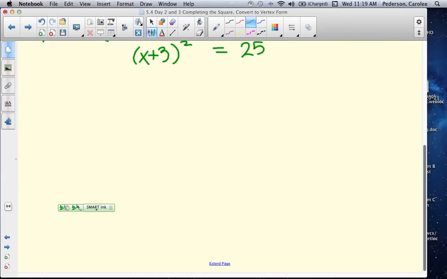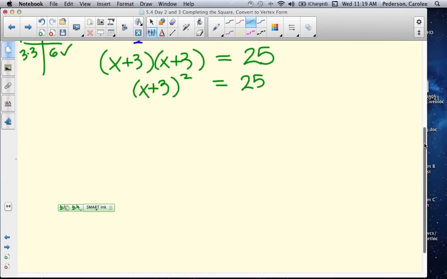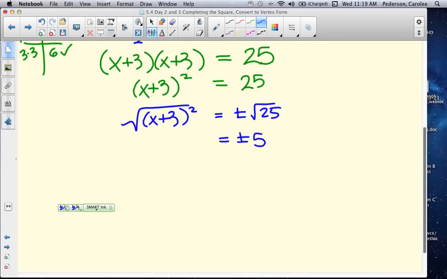Now think back to the lesson that we did yesterday, where we solved by undoing. We'll use that for the rest of this problem, to find out what x is. So we have to undo the x plus 3 all squared. So we're going to square root both sides. Don't forget the plus or minus on the right. So we get plus or minus 5 on the right, because the square root of 25 is 5. On the left, the squared and the square root cancel each other out, and we're just left with the radicand.